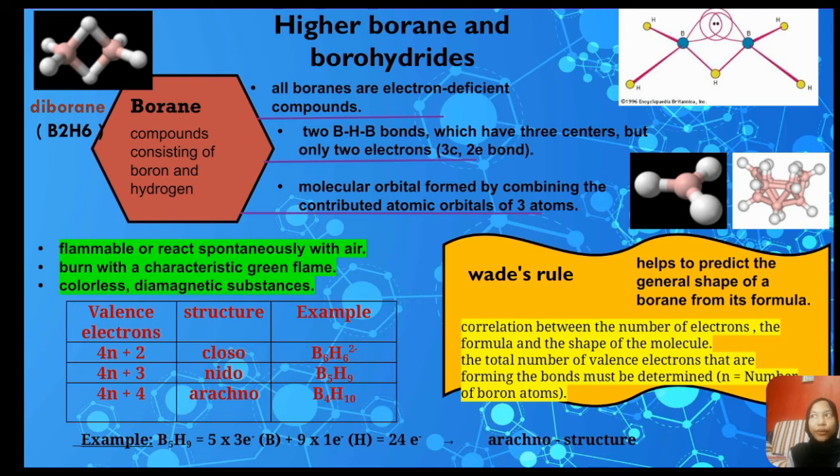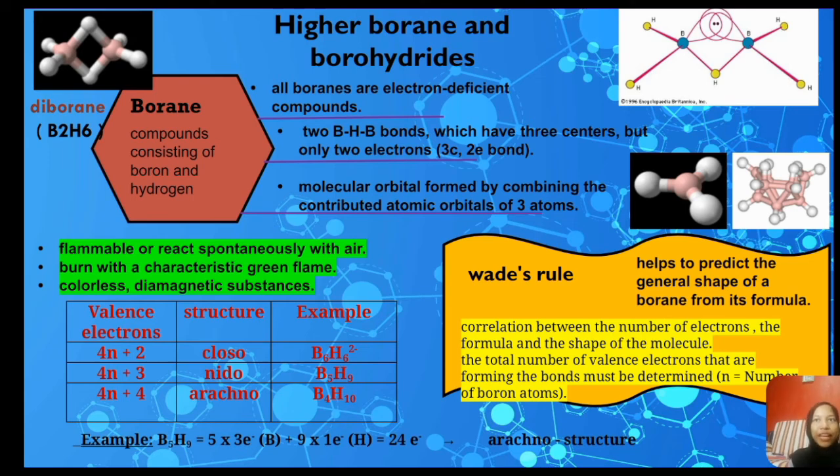So first of all, boranes are compounds consisting of boron and hydrogen. They were investigated systematically by the German scientist Alfred Stock at the beginning of the 20th century. The most basic example of a borane is B2H6, and all boranes are electron deficient compounds. For B2H6, usually 14 electrons are needed to form 2c-2e bonds, but only 12 valence electrons are present. Because of this, there are 2 BHB bonds like the picture, which have 3 centers but only 2 electrons.